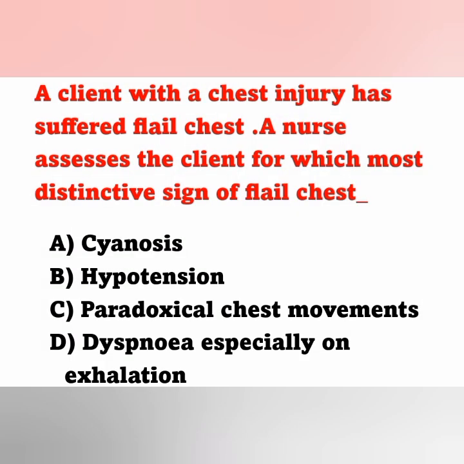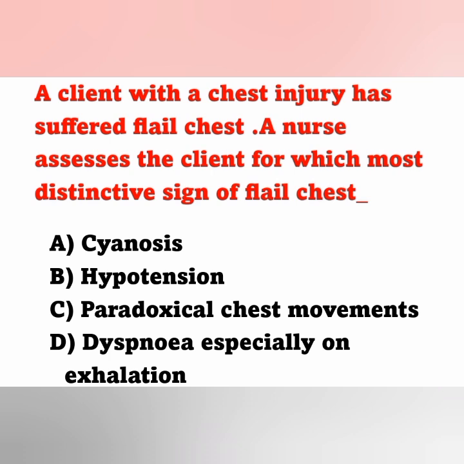And the next question, a client with a chest injury has suffered flail chest. A nurse assesses the client for which most distinctive sign of flail chest? Options: option A cyanosis, option B hypotension, option C paradoxical chest movements, option D dyspnea, especially on exhalation. Here the question is, a client with chest injury has suffered flail chest. Flail chest occurs from any blunt chest trauma associated with accident.